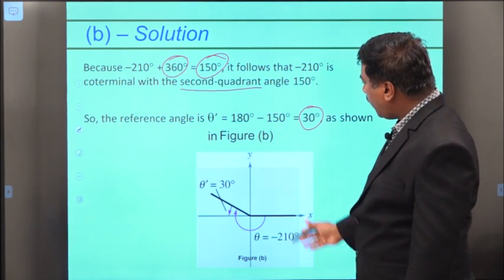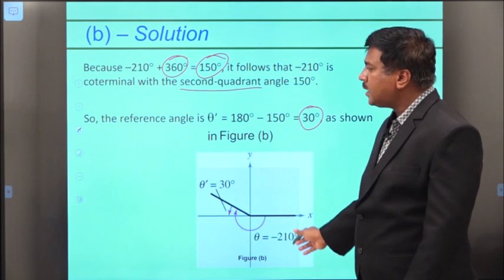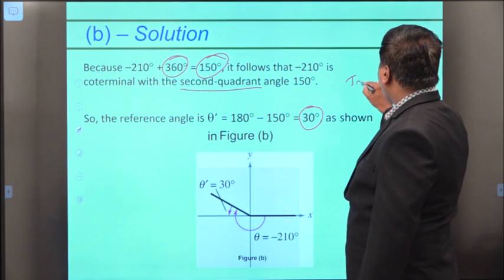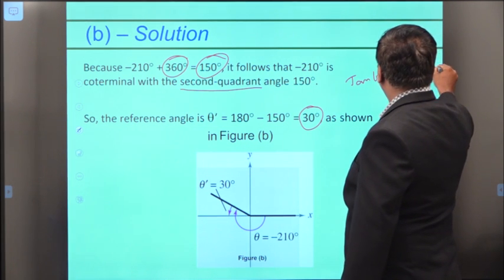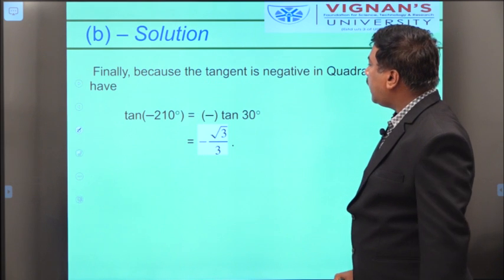That means, whatever you have to find for tan of minus 210 degrees, you evaluate simply as tan 30 degrees. Tan 30 degrees.